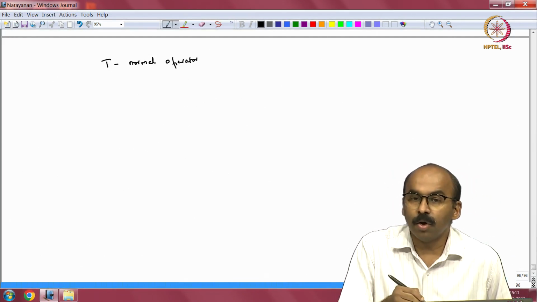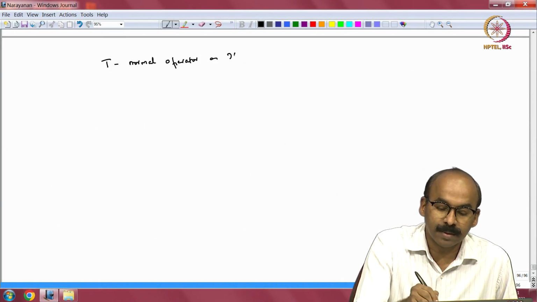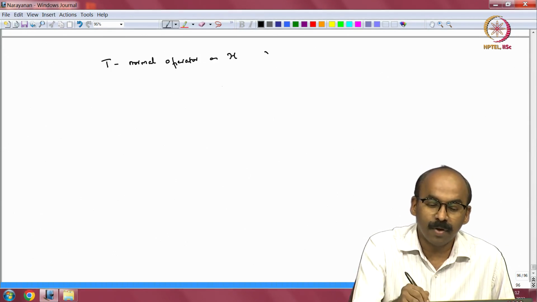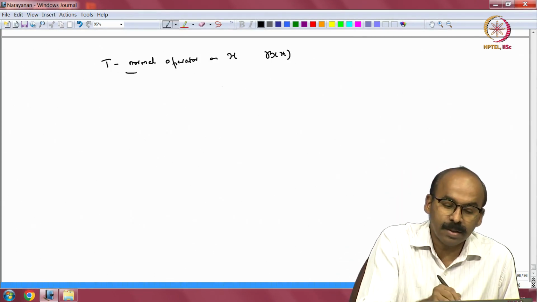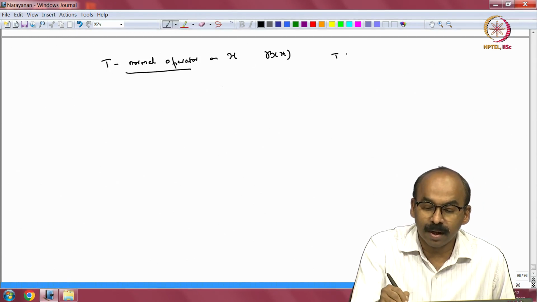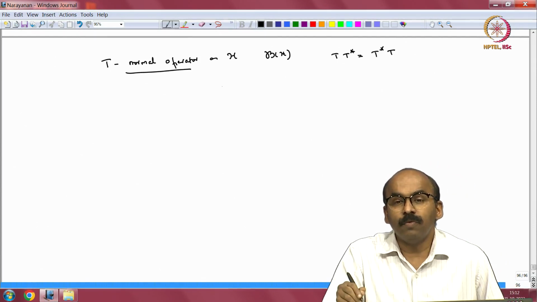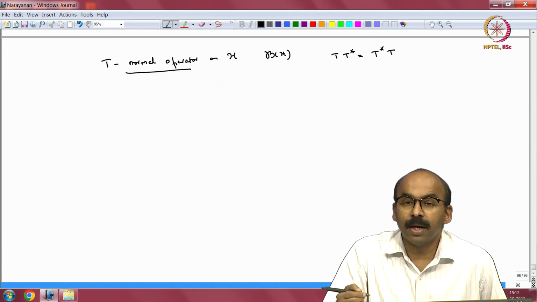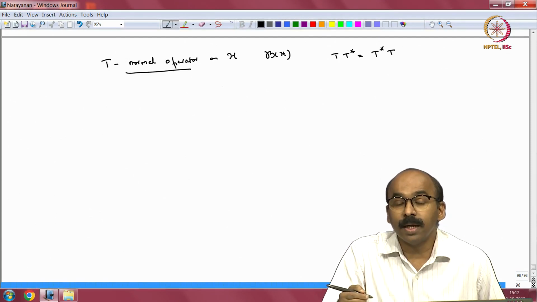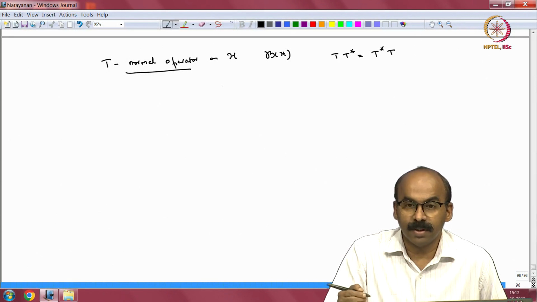So, let T be a normal operator on a Hilbert space H. Okay. So, I have B of H, which is a unital but non-commutative C-star algebra. But T is normal, so T commutes with T star. So, T T star equals T star T, right. So, if you look at the C-star algebra generated by T, that is going to be a commutative C-star algebra with identity, right.